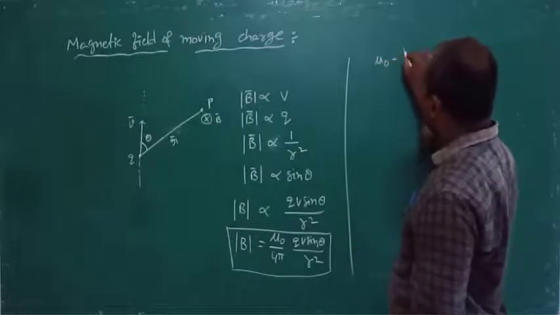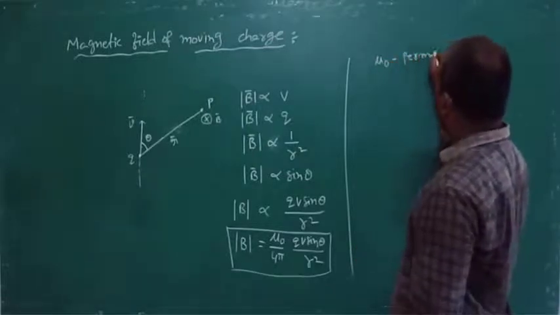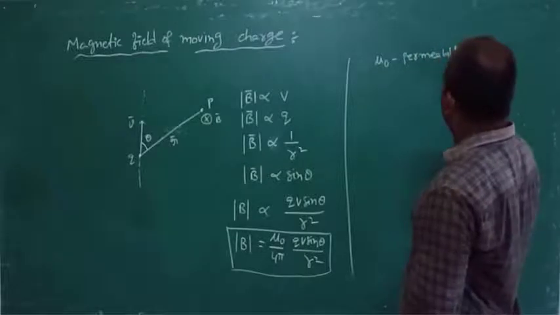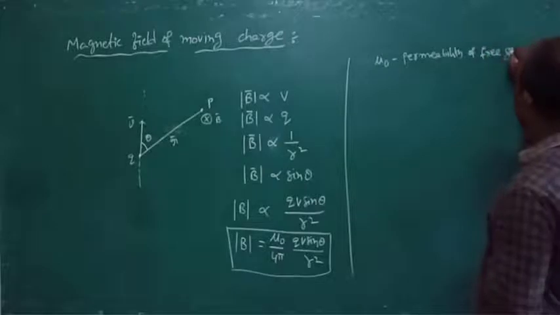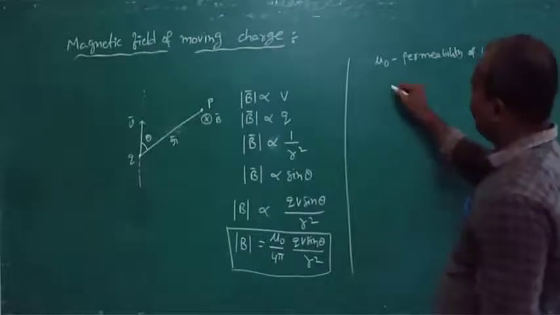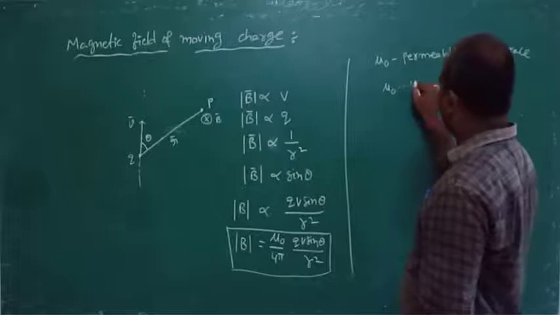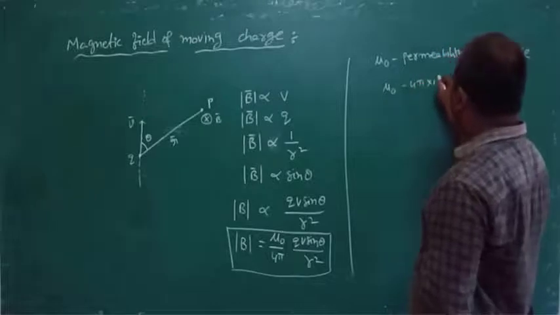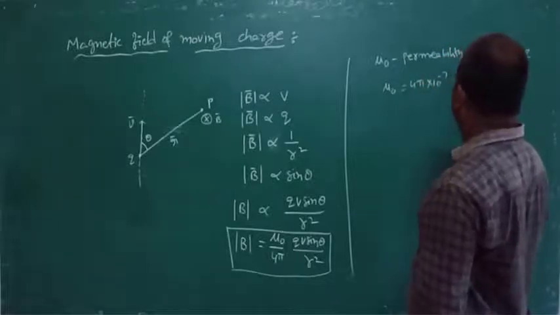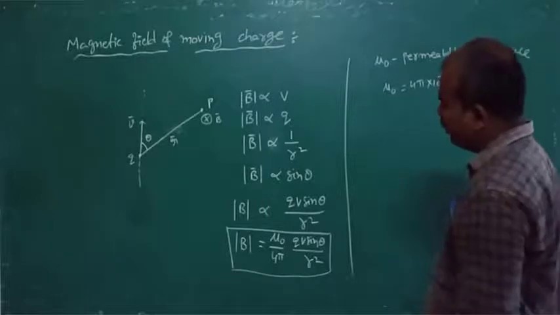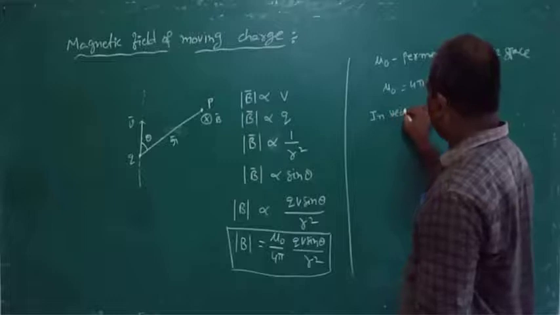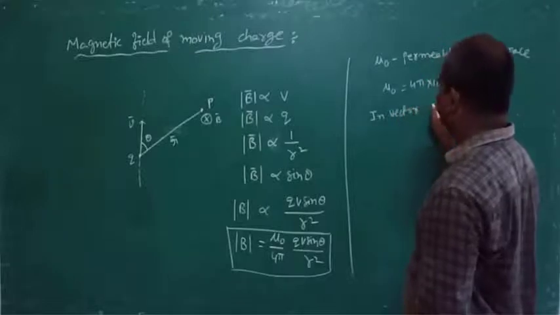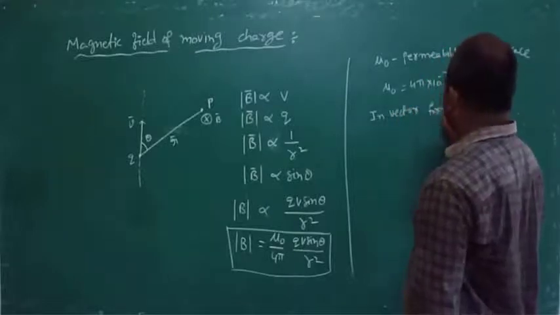Here mu naught is the permeability of free space. The value of mu naught is 4 pi into 10 power minus 7 Henry per meter.